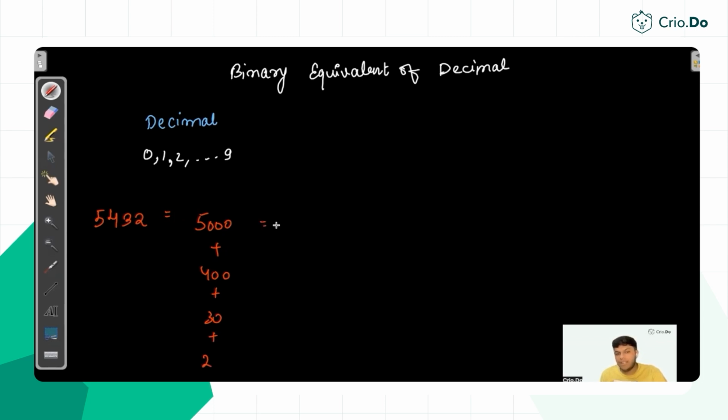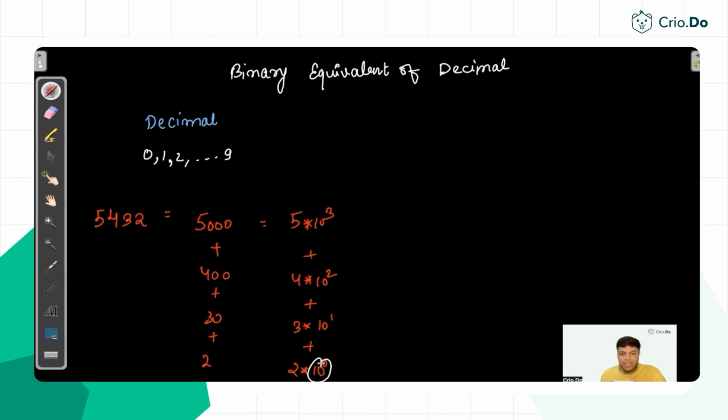And what is 5000? 5000 is nothing but 5 into 10 raised to power 3, plus what is 400? 400 is 4 into 10 raised to power 2. What is 30? 30 is 3 into 10 raised to power 1. And what is 2? 2 is nothing but 2 into 10 raised to power 0. 10 raised to power 0 is nothing but 1, so we multiply 10 raised to power 0 with it.